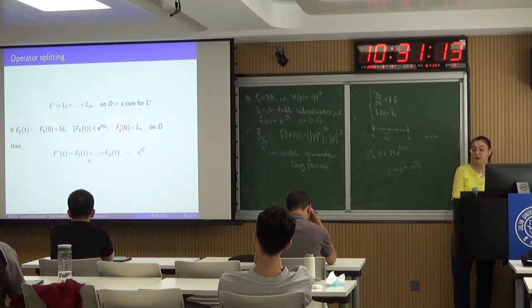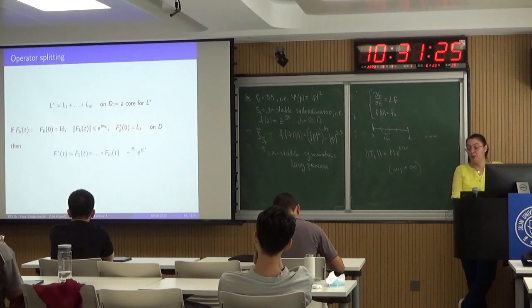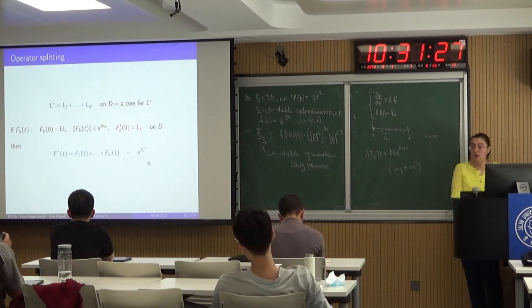Then we just consider the composition of these families. This is a new family of operators, and the statement is that this family is Chernoff equivalent to the semigroup generated by L star.